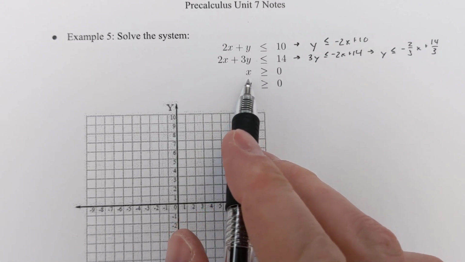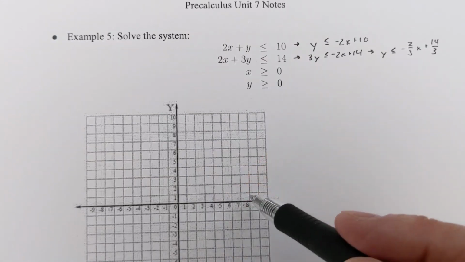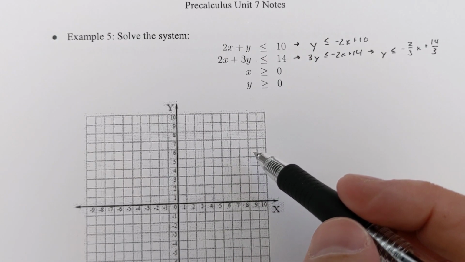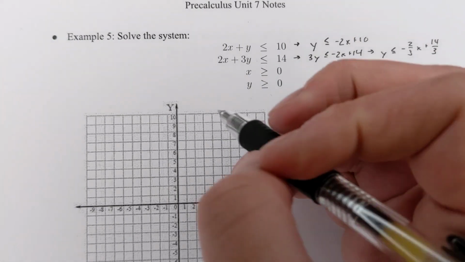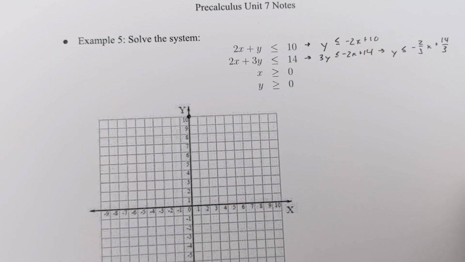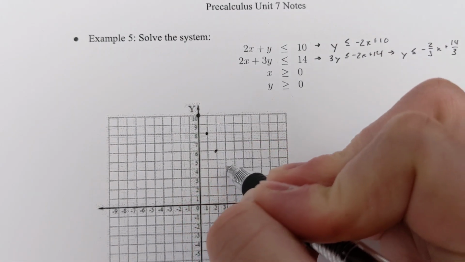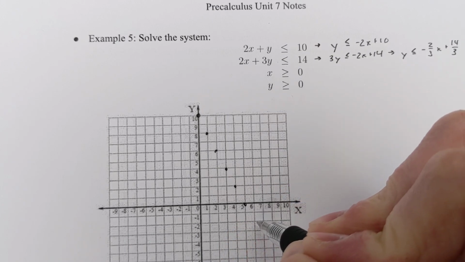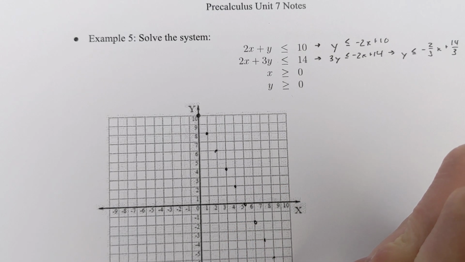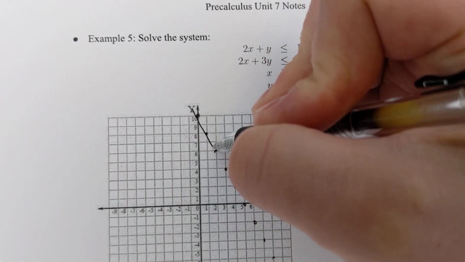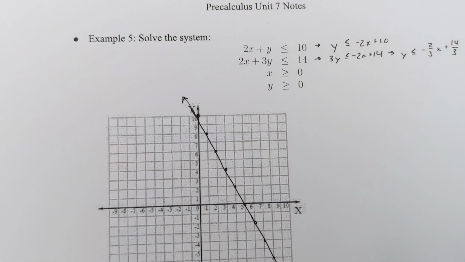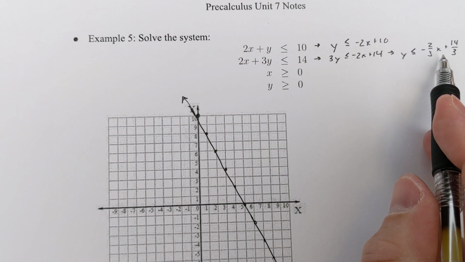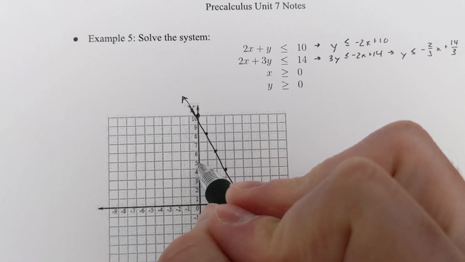Now these two are just actually the axes, x greater than 0 and y greater than 0. So I'm actually only going to worry about stuff up here. It's going to save me a little bit of shading. They'll all be solid lines because they all have the or equal to bar. So this first one is going to cross at +10 and have a slope of -2. So it's going to look like that. Be a solid line. Okay. This one, 14/3 is 4 2/3, so about here.